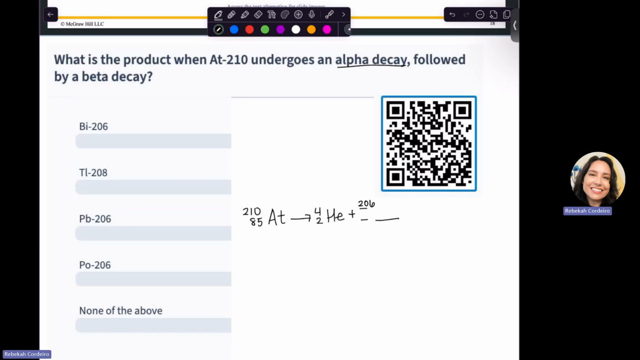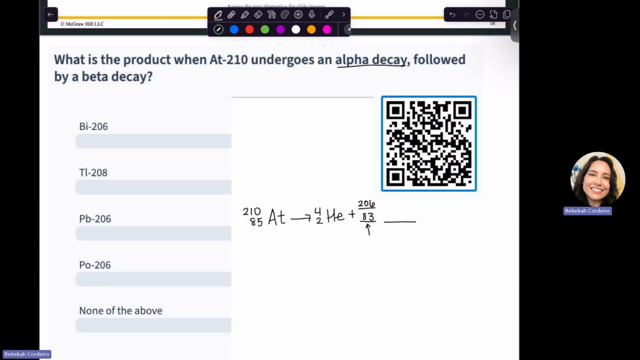206. So automatically I know, well, we haven't finished yet. We could try to look for answers already, but we haven't really finished because we have to also do beta. Beta is not going to change the mass, but we'll look at it. So bottom is 85 equals 2 plus what? That would be 83. And then just double check to make sure your math works. 206 plus 4 is 210. 83 plus 2 is 85. Remember, this is like an equal sign here. I know it's not equal, but we're pretending that just for this reaction.